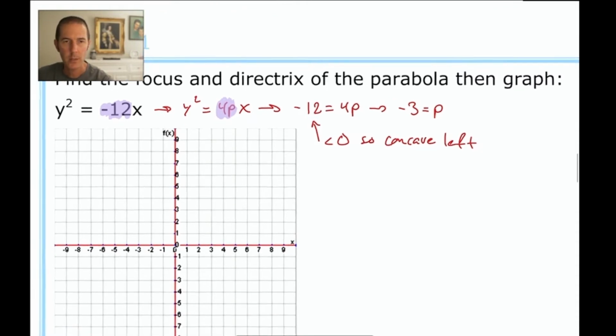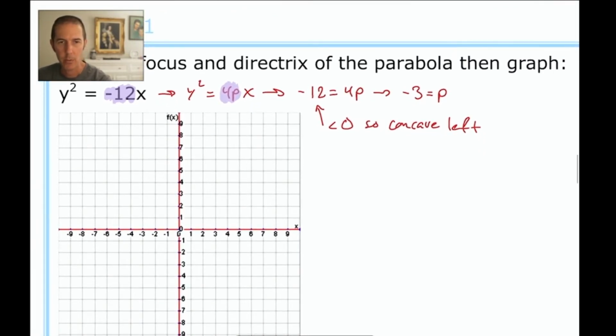And let me just show you how this plays out using our p value. So I know that, let's see, I'll use purple. I know that my vertex is at the origin, and we'll work with some parabolas, or at least one, where the vertex is not at the origin. But for the moment, I'm plotting a point at the origin. I know that it's concave left, which means that, let's see if I can do this. Oops, the other way. There we go.